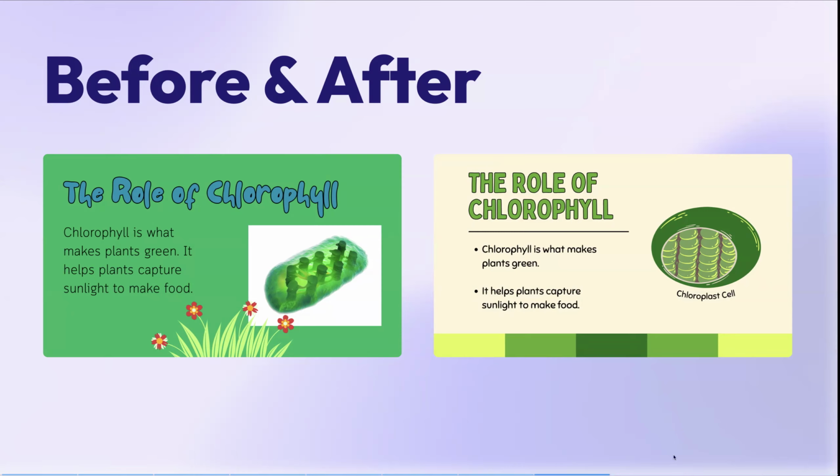Then on the right, we have the example of some text that has contrast. The content is broken down into 2 bullets. And then we have an image there on the right that is identified as a chloroplast cell. Now there is a little bit of decorative border across the bottom, but that really is decorative. It's not taking away from the learning in any way.